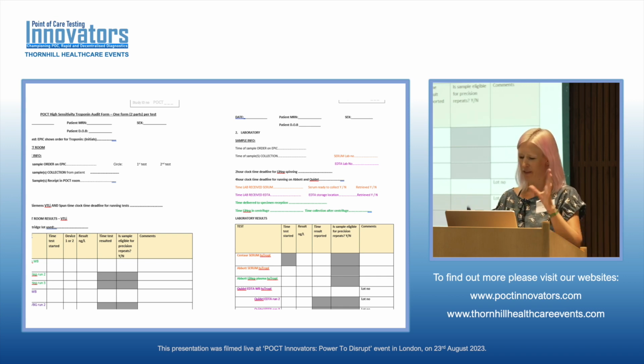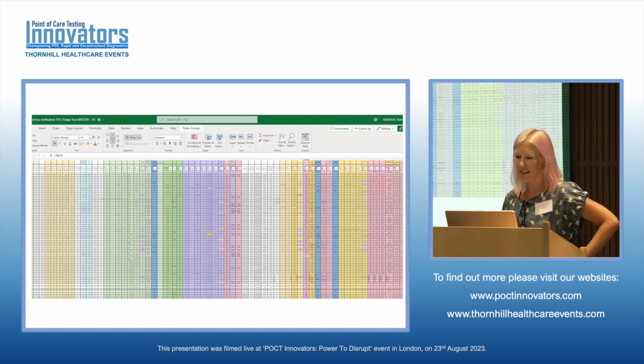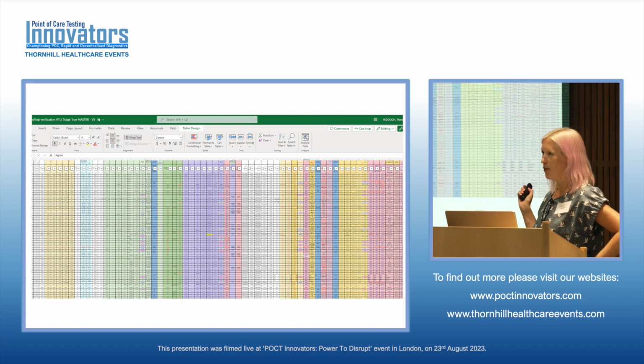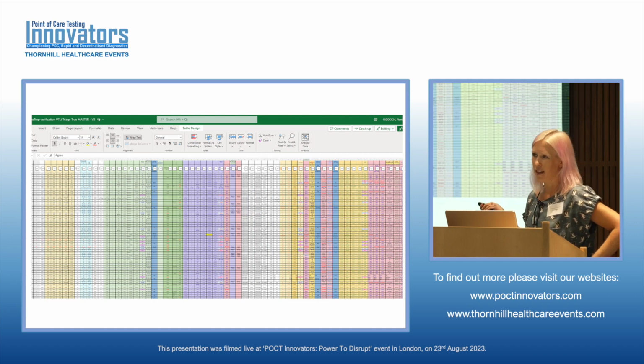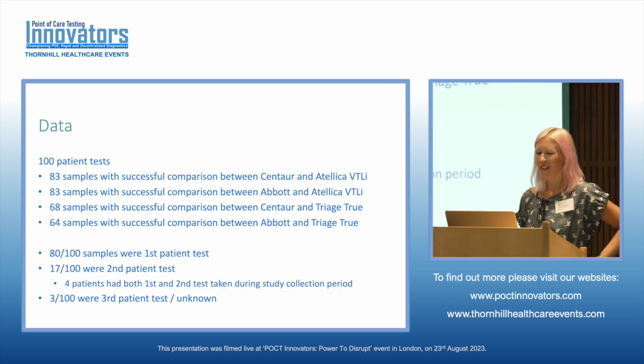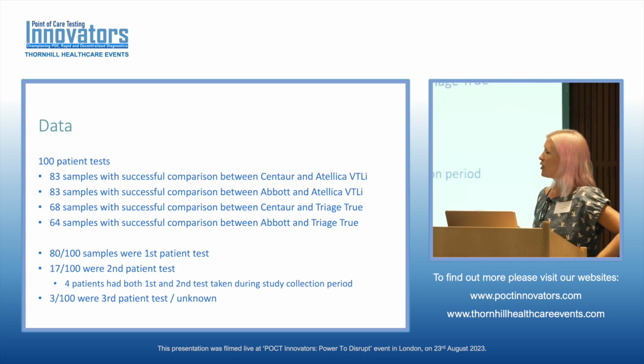So we had all these different bits of paperwork, and this is a screenshot of my spreadsheet. It wouldn't let me zoom any further out. We had 100 patients and 100 columns of data, so about 10,000 data points that we collected for this. And it's all colour-coded, that's my thing. So the data: we did 100 patient tests. Katie was very determined that we had to get to 100.